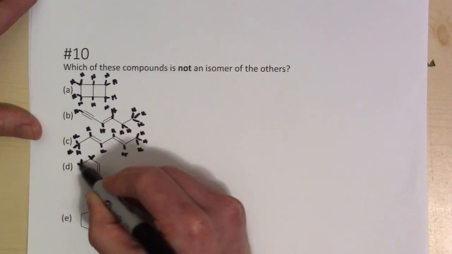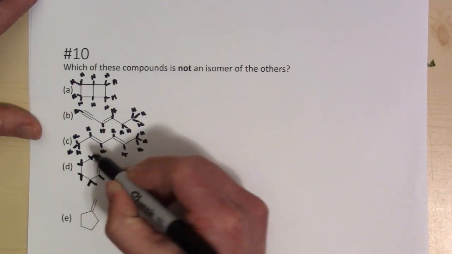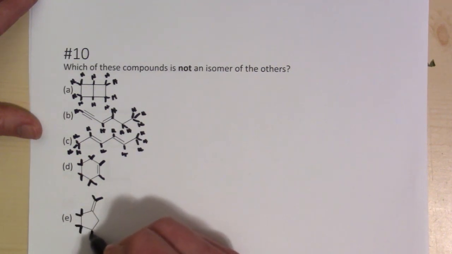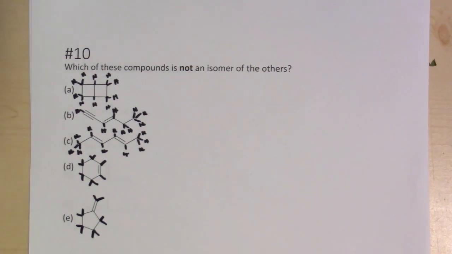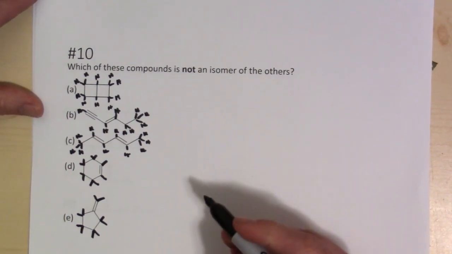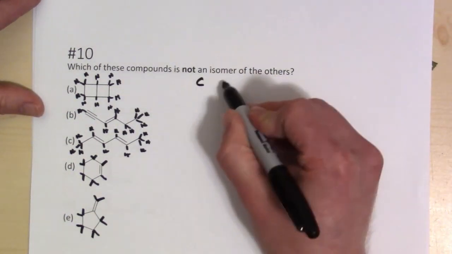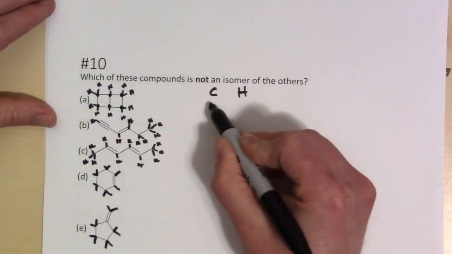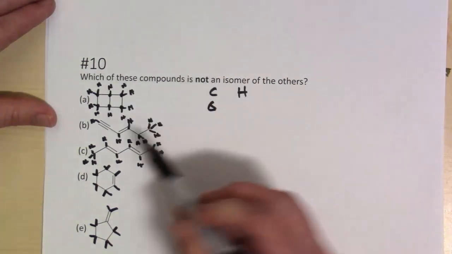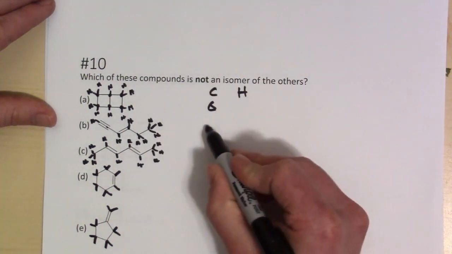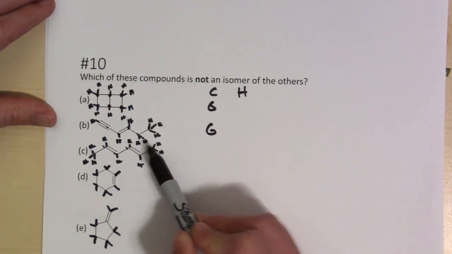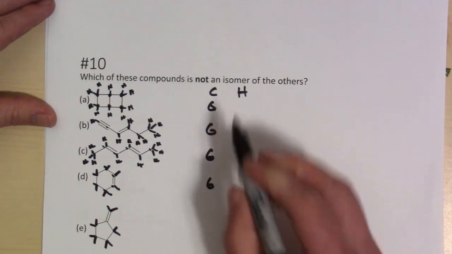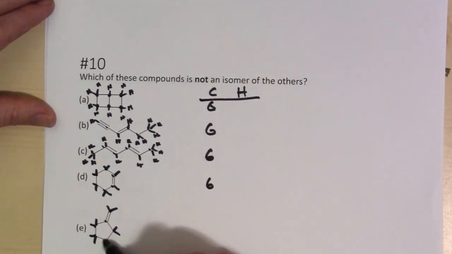I'm just going to draw wedges where the rest of these should go, just to conserve a little bit of space, but each of these lines corresponds to a hydrogen bonded to carbon. So if we count up each of the carbons and hydrogens for each of these structures, we see that we have 1, 2, 3, 4, 5, 6 carbons in A, 1, 2, 3, 4, 5, 6 carbons in B, 1, 2, 3, 4, 5, 6 carbons in C, 1, 2, 3, 4, 5, 6 carbons in D, and 1, 2, 3, 4, 5, 6 carbons in E.